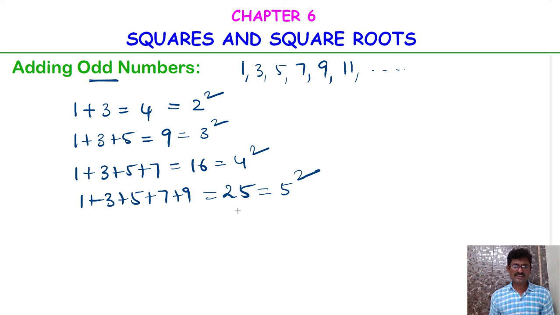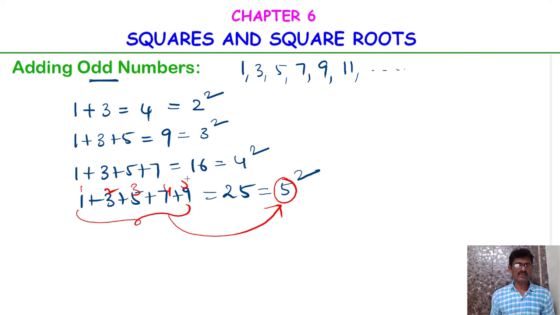Now suppose if you take the last one, how we got 5 square? Is there any relation between these numbers and this 5? That is very simple. You see how many numbers are being added. So this is 1. So 1, 2, 3, 4, 5. So we are adding 5 consecutive odd numbers starting from 1. So that will be equal to 5 square.